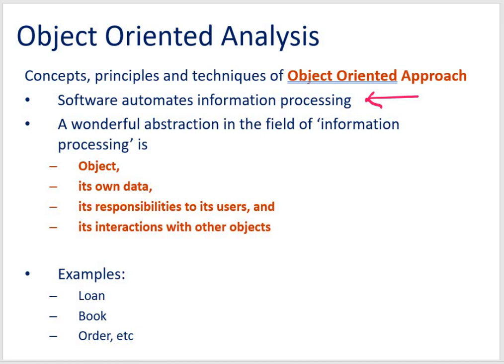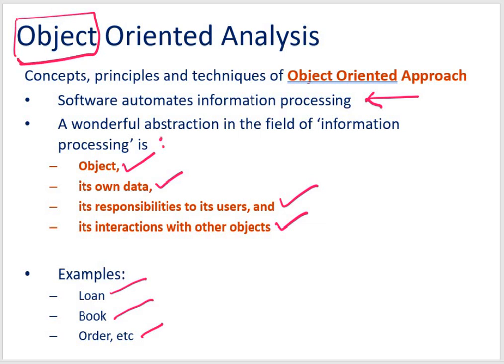A wonderful abstraction in the field of information processing is the object, its own data, its responsibility to its user and its interaction with other objects. For example, I have something called a loan, a book, an order. All these things can be objects with their own data, responsibility to the users and interaction with other objects. Since we are talking about object oriented analysis, the object will definitely be our prime focus.